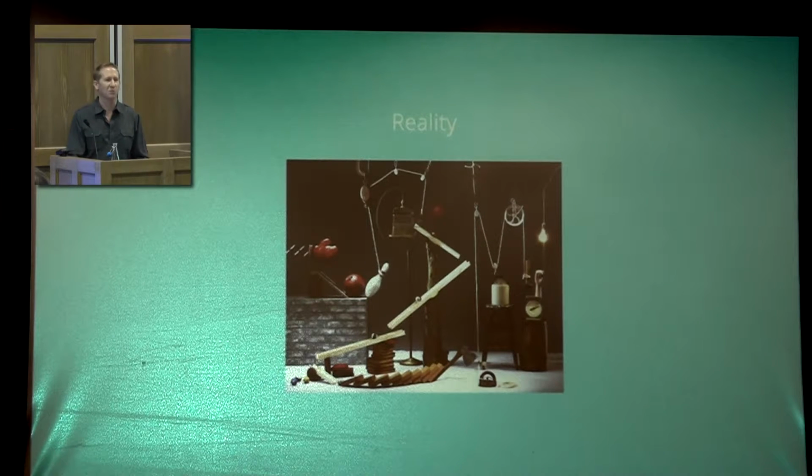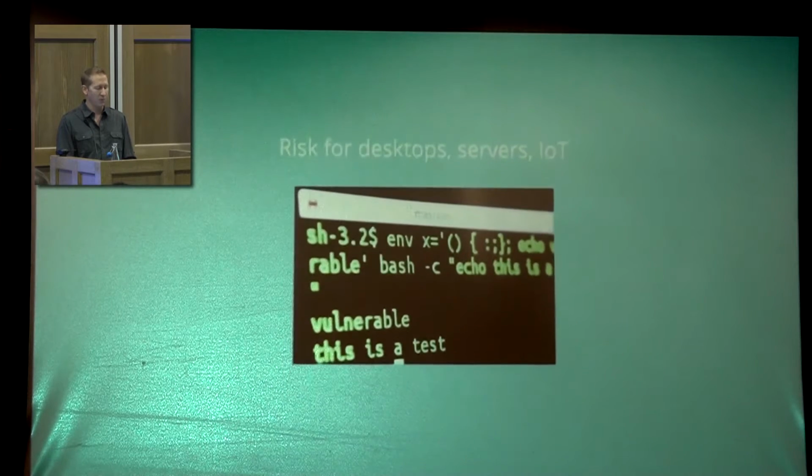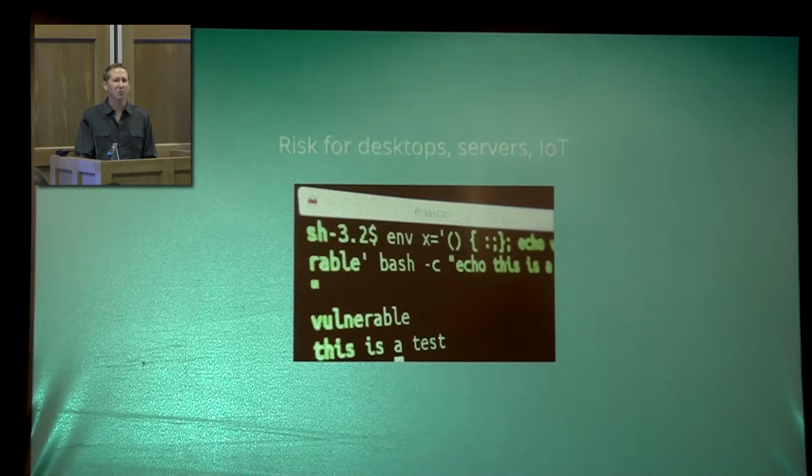Not to say that there aren't smart people doing great work, because of course there are. It's just the reality. If you looked at chaos theory or any complex system, and this is, I think, the most complex system ever devised by human beings, you're going to have problems, and there's going to be ways to compromise these systems. And so the implication is that there is a very high degree of systemic risk for desktops, for servers, and increasingly for the Internet of Things.